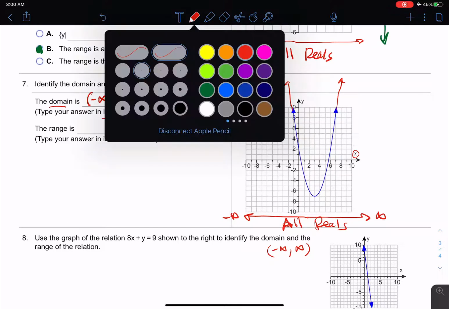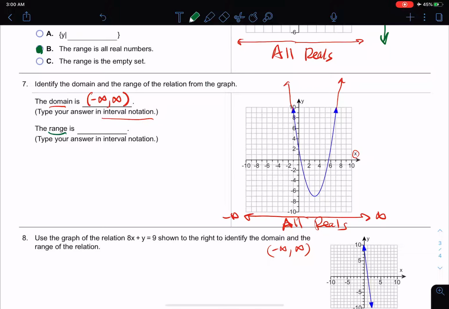Now the range is the set of y values. Y values are up and down. The smallest y value I can see on this blue graph is right there, and that looks like -5. And it is including -5. And it goes all the way up. Well, it goes forever up. So if we were going to write this, the smallest y value on this range is -5, and it goes forever up to infinity, and -5 is closed.